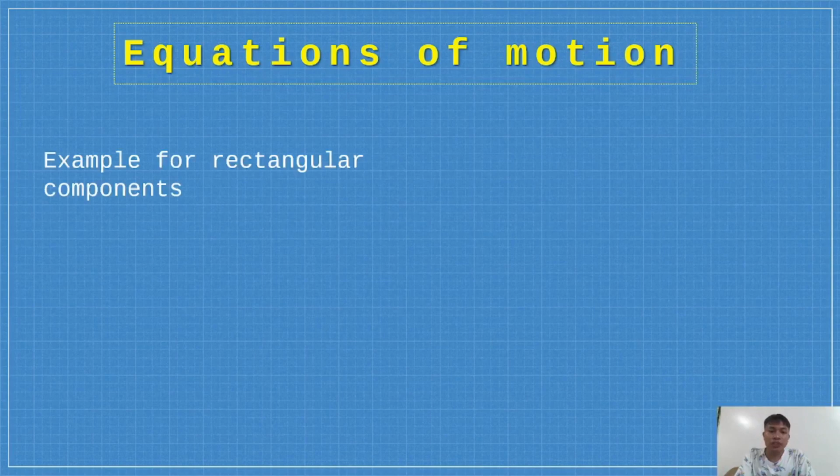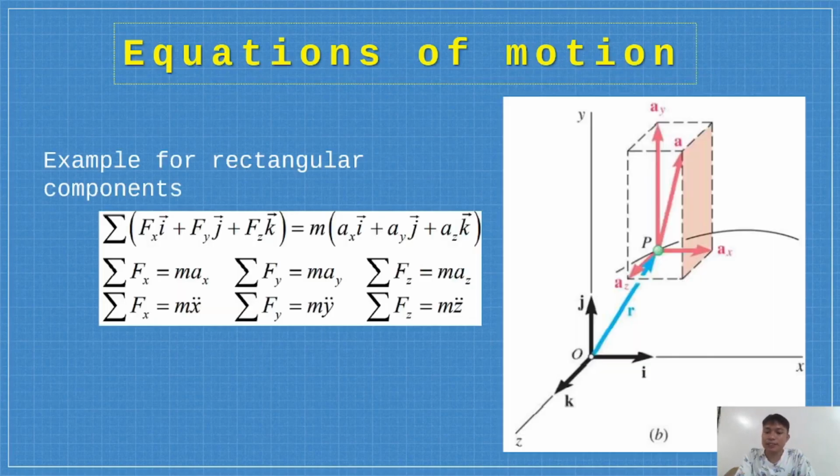So, equation of motion. Expressing this out, we have two equations of motion as scalar equations. For the rectangular components, we have the particle here, we have the position vector here, and we have the acceleration that we are going to consider, which has components along the x, y, and z axes.